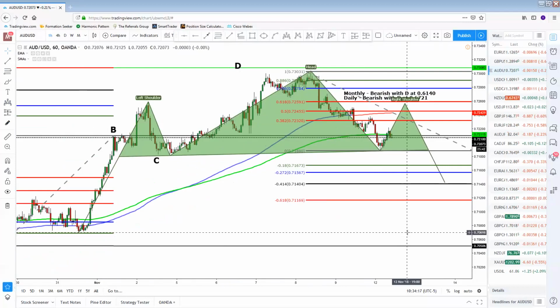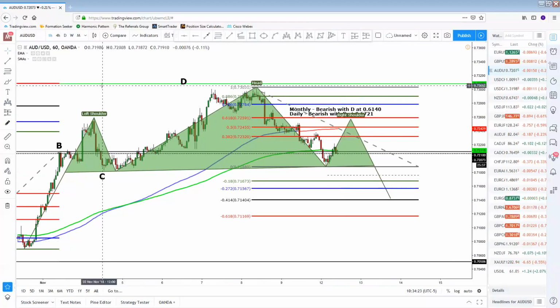probably right around the 70 area. So that's what I'm doing. That's what I'm looking for on the Australian dollar at the moment.